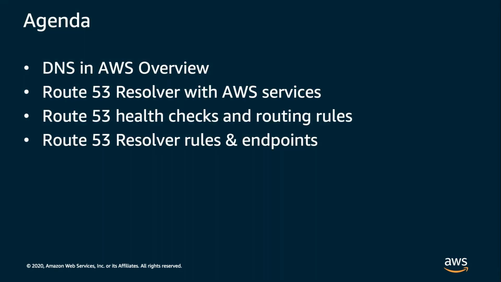To start off with our agenda, we'll go over just a quick overview of DNS and how it works within AWS and within a VPC and also publicly. We'll then talk about Route 53 Resolver and how we can integrate it with other AWS services, and then get into Route 53 health checks and routing rules, and then finally cover Route 53 Resolver rules and endpoints for hybrid DNS with on-premises environments.